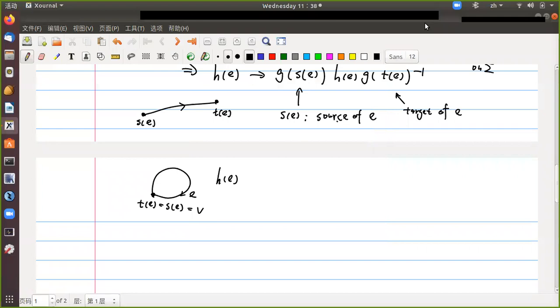Okay, so when we consider a loop, in this case the source and the target of the curve are the same. I call this point V. This is usually called the base point of the loop. And the gauge transformation of this holonomy is just the conjugate of the holonomy by the same group element.